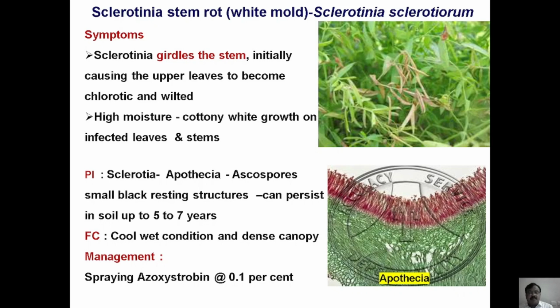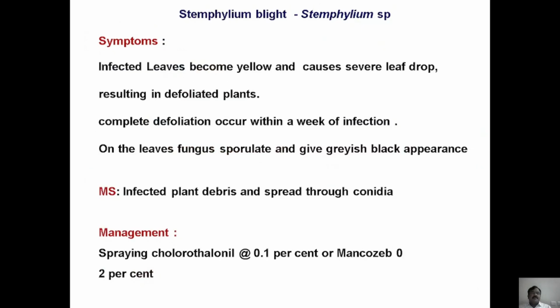spread of this disease, and the secondary spread is also due to water and favorable environmental conditions. Cool, wet conditions and the presence of a dense canopy favor the development of the disease. In order to control this disease, you can go for spraying with azoxystrobin at the rate of 0.1%.